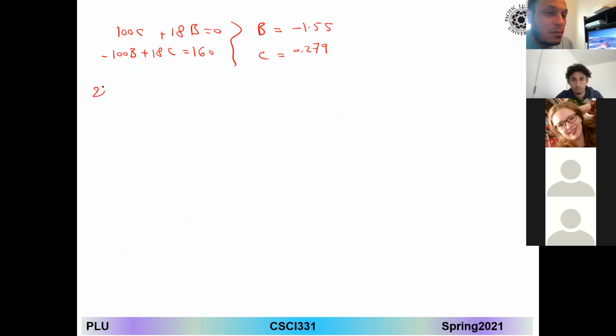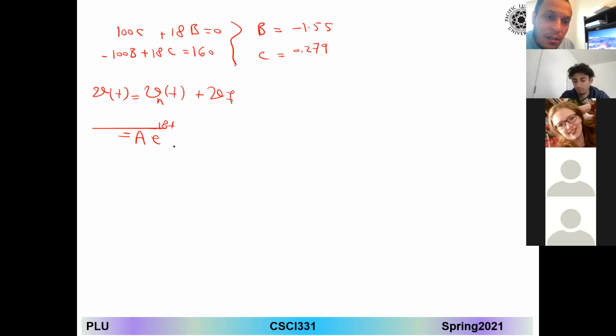Now I go back to my form. Sorry, I know this one is long. I cannot finish it, but I will do it very quickly and show you something with the MATLAB. VF: we have A e to the minus 18t plus we have minus 1.55, this is the cosine term, 100t plus 0.279 sine 100t.